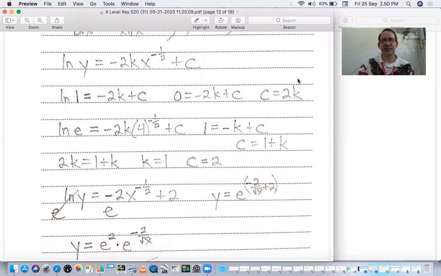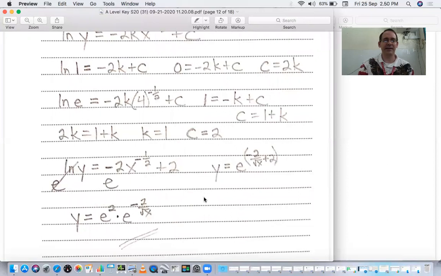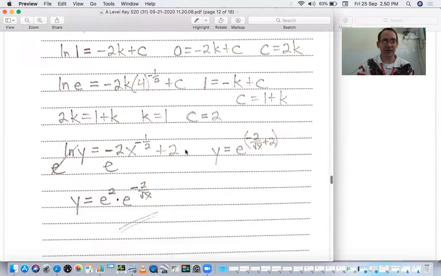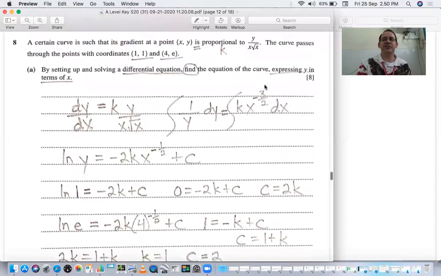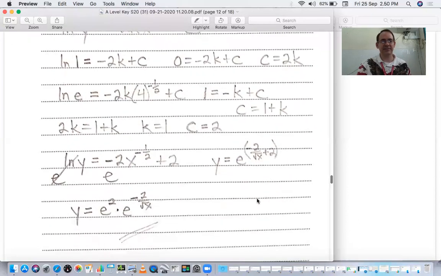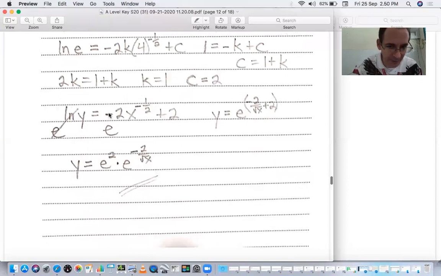Now we just use these 2 equations here. 2k equals 1 plus k. k equals 1, therefore c equals 2. So now we can plug that back in and get our equation. ln y equals a negative 2x to the negative 1/2 plus 2. But it wants us to solve this expressing y in terms of x. So we need to get y by itself. So we e both sides.